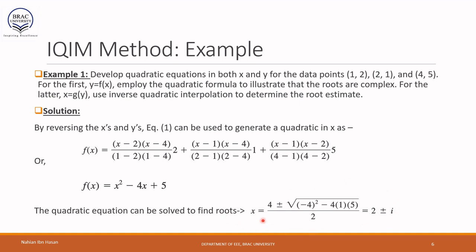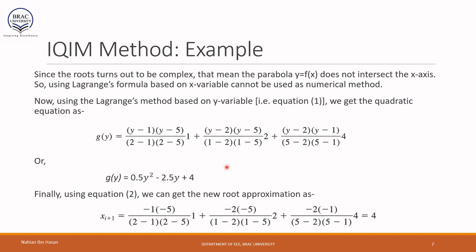Since all the solutions that we have got using the quadratic interpolation method are complex, that means the parabola y equal to f of x does not intersect the x-axis. These are the kind of situations that we were talking about, where we will not get any real root using the quadratic interpolation method. So we have to go for the inverse quadratic interpolation method.